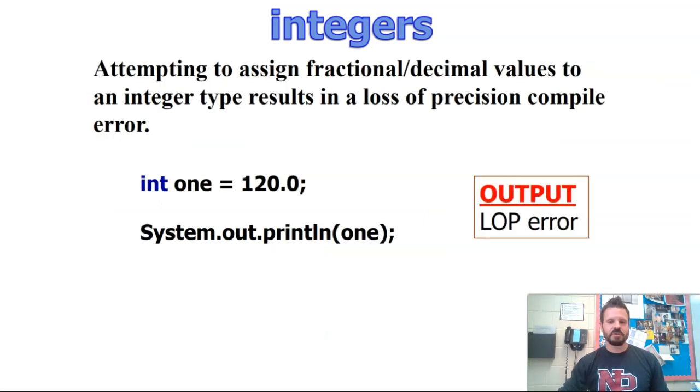So like we said, integers can only store whole numbers. Attempting to assign a fraction or a decimal value to an integer type results in a loss of precision compile time error. In other words, Java will yell at you. This code would not compile. So even if I try to do something like this, int 1 equals 120.0, if you include that point in there, it's not going to work for you.